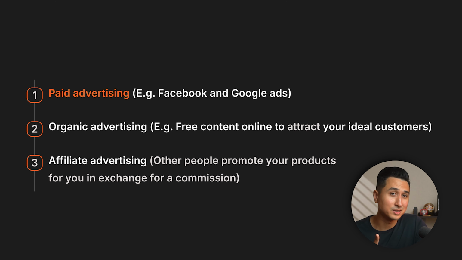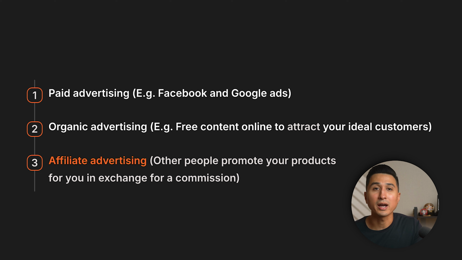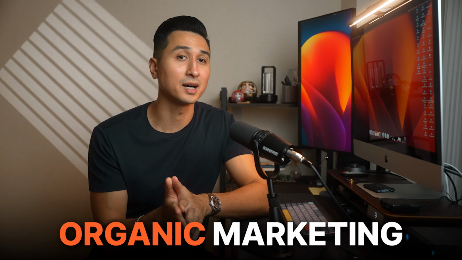So with that disclaimer out of the way, let's first cover the different ways you can sell your product online. So firstly, we have paid advertising. So this is where you pay to get your content in front of people. So this is things like Facebook and Google ads. Next, we have organic advertising, which is where you create free content online to attract your ideal customers. And then we also have affiliate advertising. And this is where other people promote your products for you, and in return you give them a small commission for each sale they bring in. And I've personally used all of these methods to sell my digital products, and they all do work. That said, I've had the most success with organic marketing, so in this section of the course, this is the method that we're going to focus on.